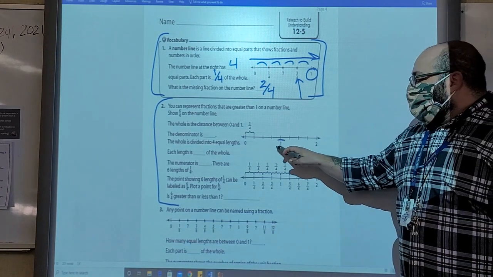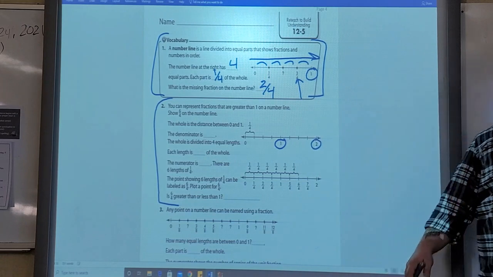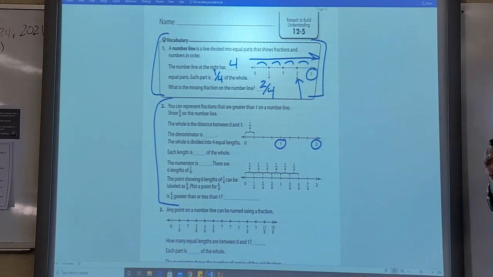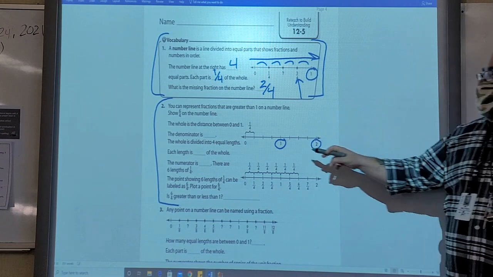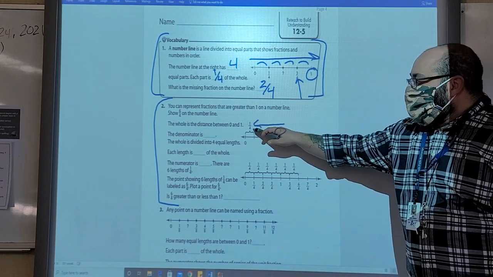That means you have two parts. You have two whole lengths. Right? You also have a denominator that's already been given to you. That's the bottom number right there.